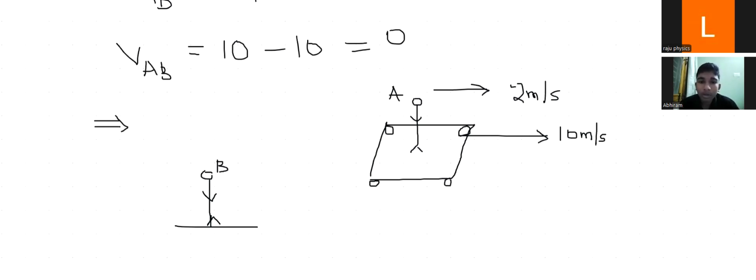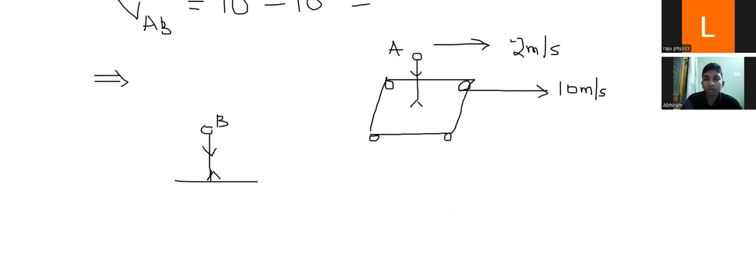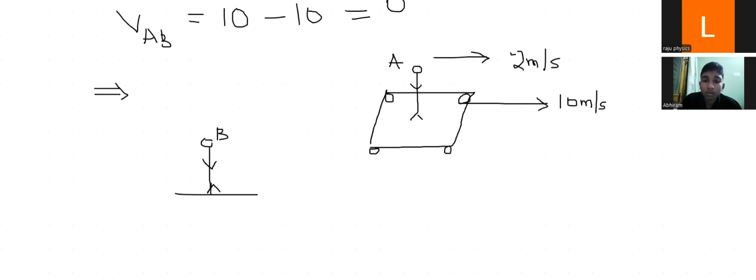12 meters per second. So how will you get that 12 meters per second? A equals 2 meters per second plus trolley 10 meters per second, that is 12. Okay, so that analysis is correct, but I am using some fundamental calculation of it. So now here we can verify.